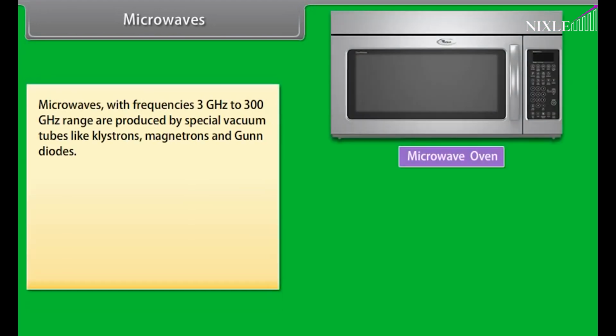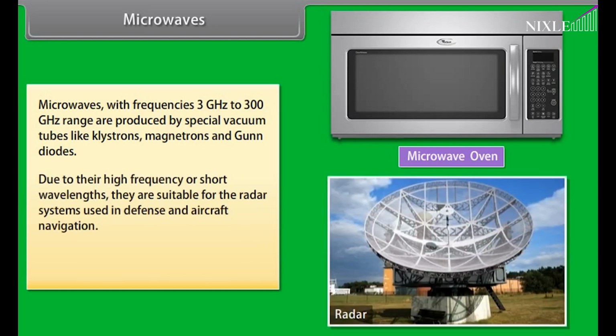Microwaves. Microwaves with frequencies 3 GHz to 300 GHz range are produced by special vacuum tubes like klystrons, magnetrons, and gunn diodes. Due to their high frequency or short wavelengths, they are suitable for the radar systems used in defense and aircraft navigation. Microwave ovens are a domestic application of microwaves. Infrared waves.